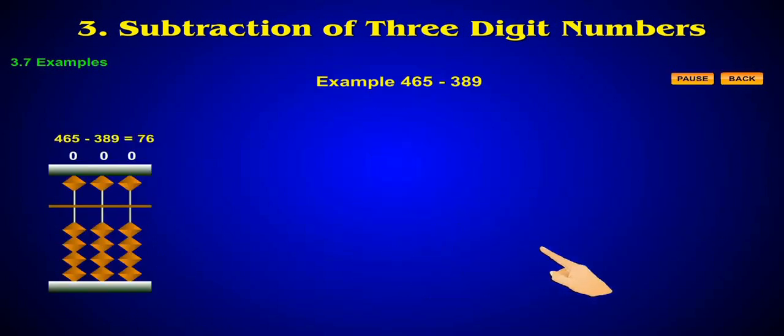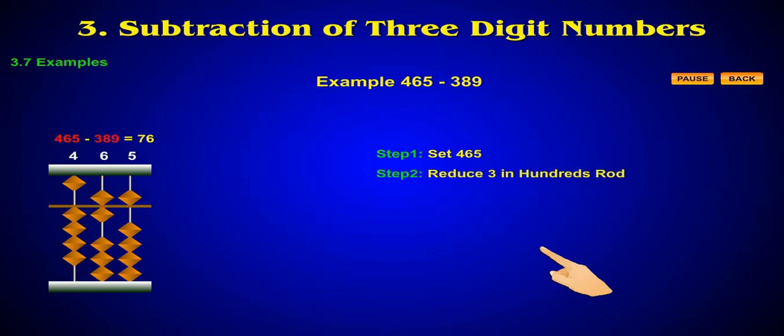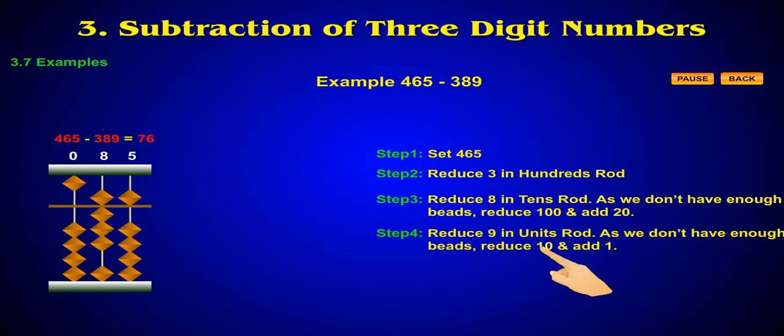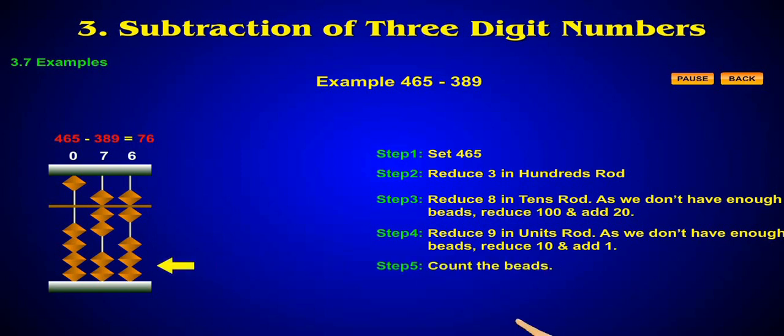Example: 465 minus 389. Step 1. Set 465. Step 2. Reduce 3 in hundreds rod. Step 3. Reduce 8 in tens rod. As we don't have enough beads, reduce 100 and add 20. Step 4. Reduce 9 in units rod. As we don't have enough beads, reduce 10 and add 1. Step 5. Count the beads.